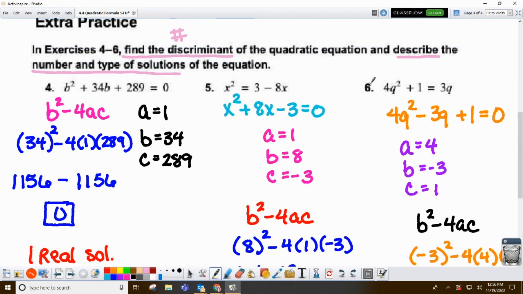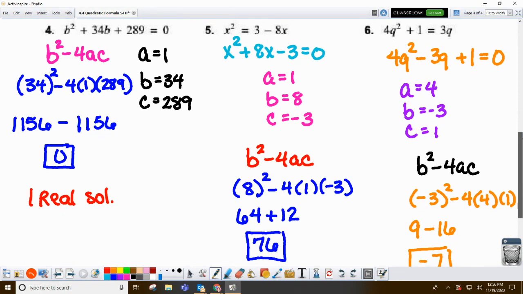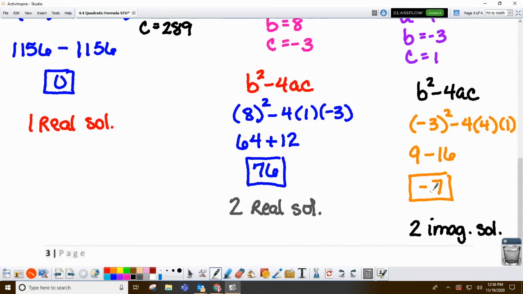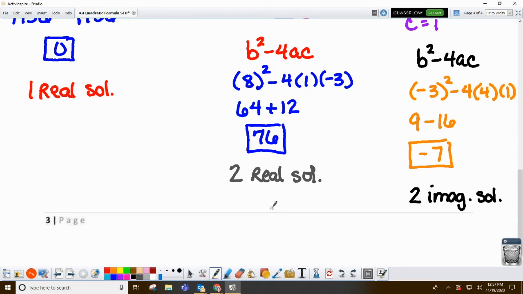Same concept for number 6. Our b term was on the right, so I moved it to the left, stuck it in the middle, identified a, b, and c, plugged it in, and we should have gotten a discriminant value of negative 7, which means we have two imaginary solutions. So hopefully all of that made sense as far as using the quadratic formula and also identifying the discriminant, which helps us figure out how many and what type of solutions we have.